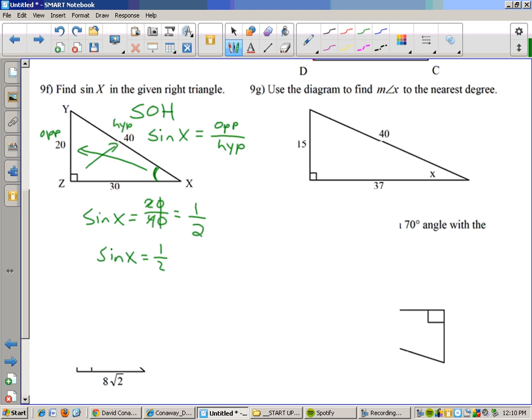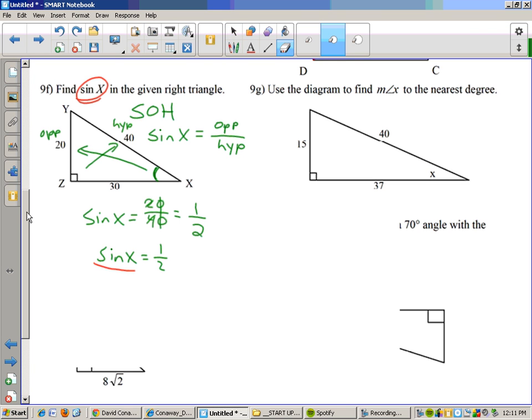Now, question for you. Do I need to take the sine inverse of both sides? Did the question ask me for the angle? What was the statement? What did the question want? It said find sine x. Have we found sine x? Yes, we have found sine x. Now, we could continue and find the angle, but we have found sine x, so we're good.